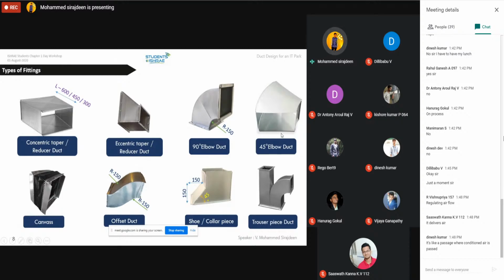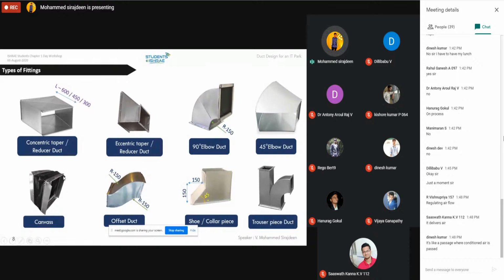Then 45-degree elbow. In some cases we cannot use a 90-degree elbow straight away. In those cases we can use two 45s, or an offset. We can use one elbow here, then run a 1 meter or half a meter duct, then we can use another 45-degree elbow. So that kind of situation is mainly based on this 45-degree elbow.